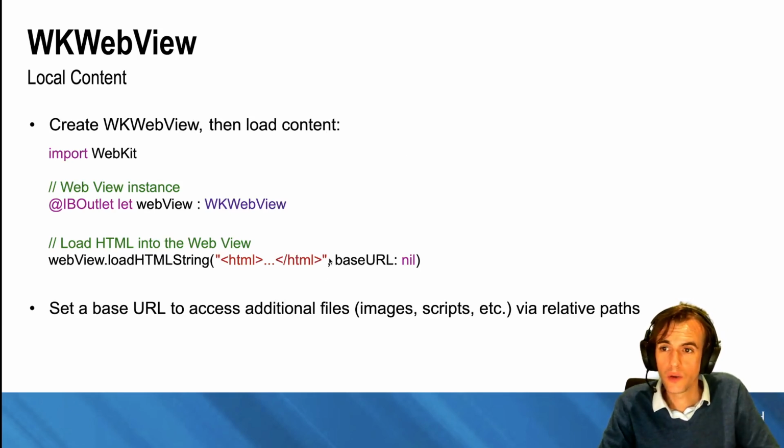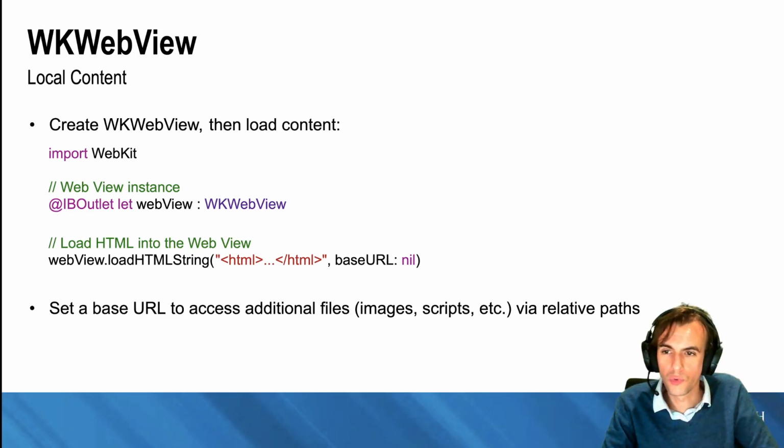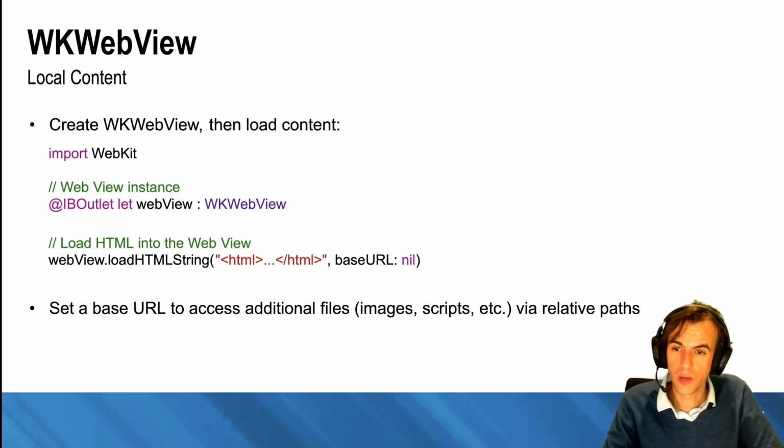So what does this look like? Well, we have to use the WebKit framework, so you have to import WebKit. Assuming you've dropped one onto your storyboard, you can create an outlet to it like you would any other view. Then, say in your viewDidLoad, you could call one of the different load methods on the web view. One of these is loadHTMLString. As the name suggests, you give it an HTML string, which is basically just a web page in HTML format.